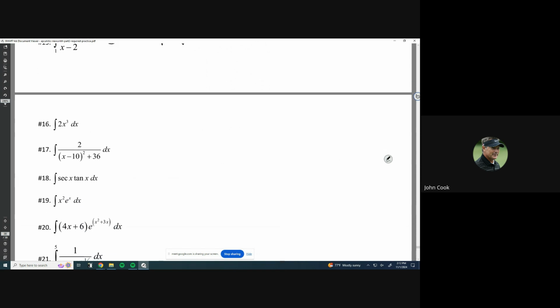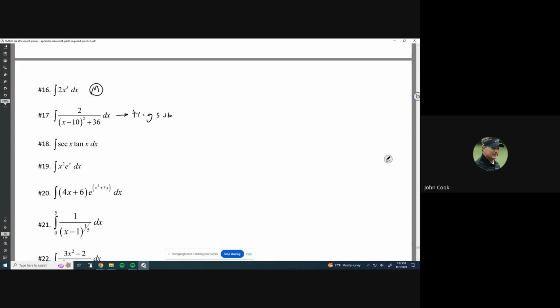Okay, 16. That's just a power rule. So that's a memorized technique. That one should be pretty easy. 17, that's going to be another trig substitution. I think this ends up being an arc tangent or something also. But yeah, trig sub for this one all the way.